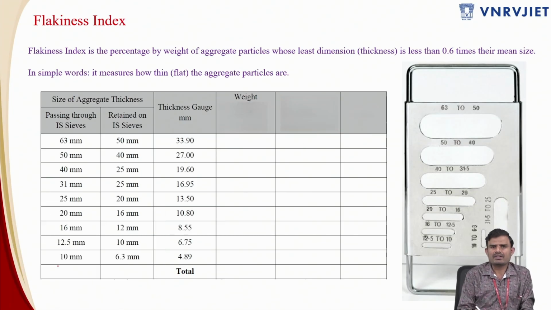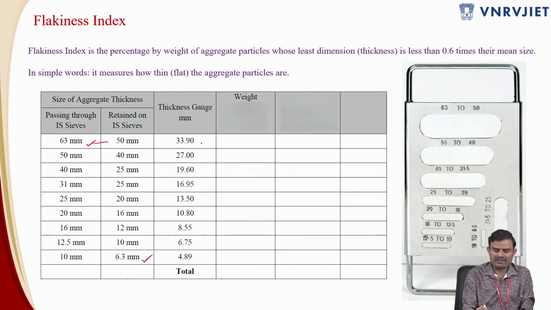Now, this test is supposed to be conducted for the aggregate particles which are less than 63 mm and higher than 6.3 mm. So this is very, very important. You have to take the aggregate particles which are less than 63 mm and higher than 6.3 mm. You have to put them on the sieve ranges mentioned over here, so the 63 mm sieve followed by 50, followed by 40, followed by 25, like that. And you have to get the aggregate particles which are retained on each and every sieve.